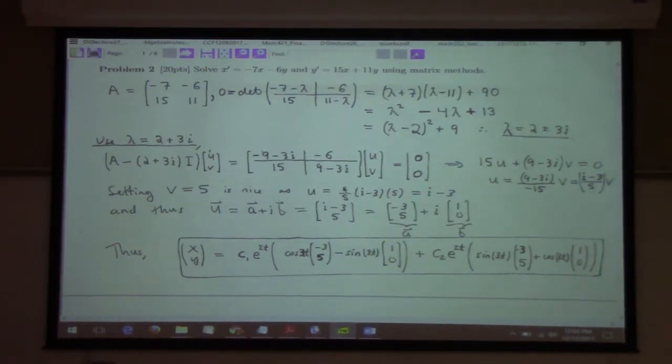Wait, so you choose the first line or the second line? Because this one you're choosing the second line. You can go either way. It's the same equation. Is it? Yeah, it better be. If it's not, there's an error, yeah.